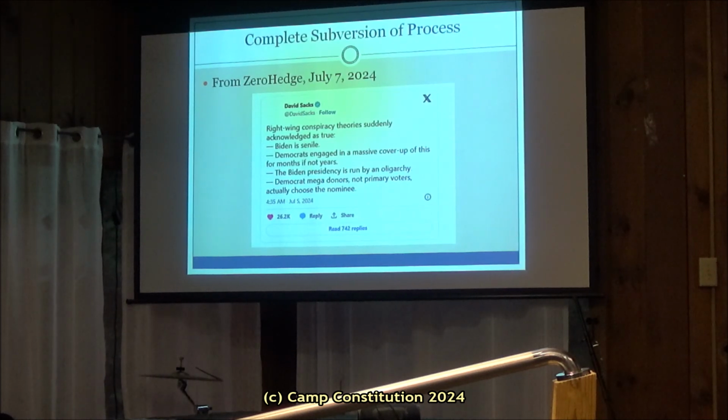So this sounds like complete subversion of the process that the 12th Amendment was supposed to streamline, safeguard, and protect. Eternal vigilance.